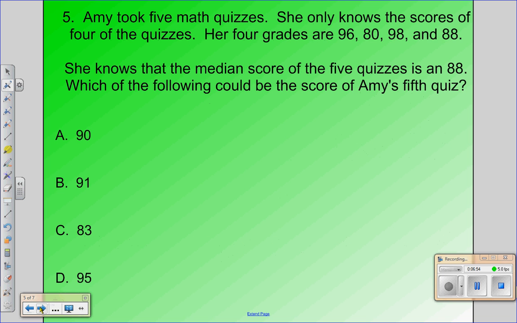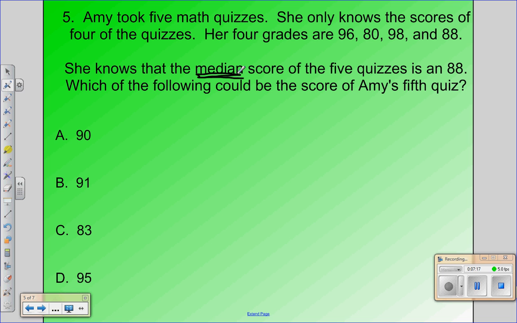All right, moving right along. Question number 5. Amy took 5 math quizzes. She knows the score of 4 of her quizzes. Her 4 grades are 96, 80, 98, and 88. She knows that the median score of the 5 quizzes is an 88.